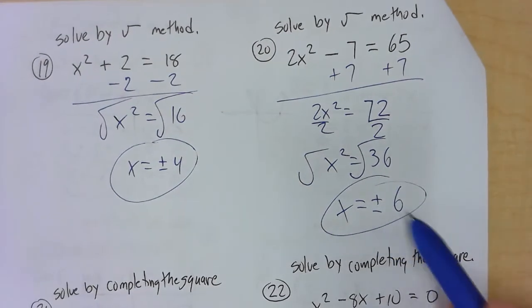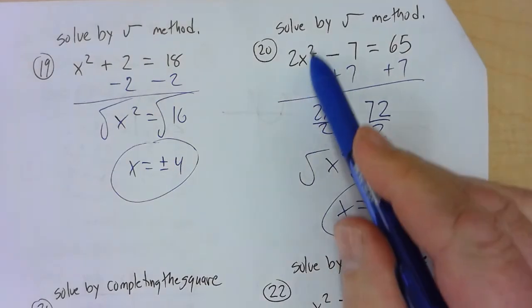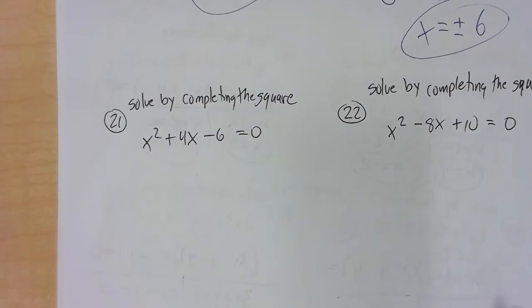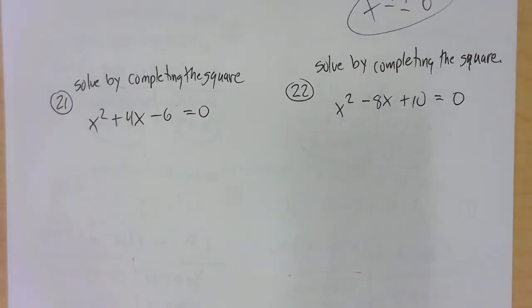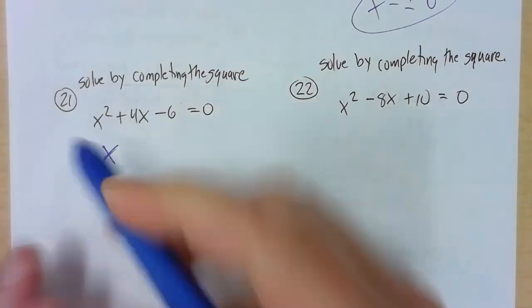And these two answers make this true, so I can do 6 squared or negative 6 squared times 2 minus 7 is 65. Completing the square on these two here, prepare by adding the 6 over. So we get x squared. Uh-oh, am I running out of ink?